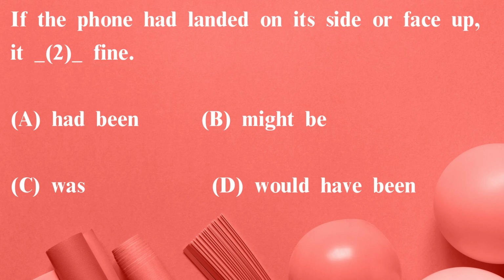If the phone had landed on its side or face up, it blank fine. If the phone had landed, with the had and the past participle, it is going to be contrary to fact. That simply means that isn't the way something happened. It's not true. Remember, it landed face down. But if it had landed face up, blank fine. Number 2, our second item: A, had been, B, might be, C, was, or D, would have been.